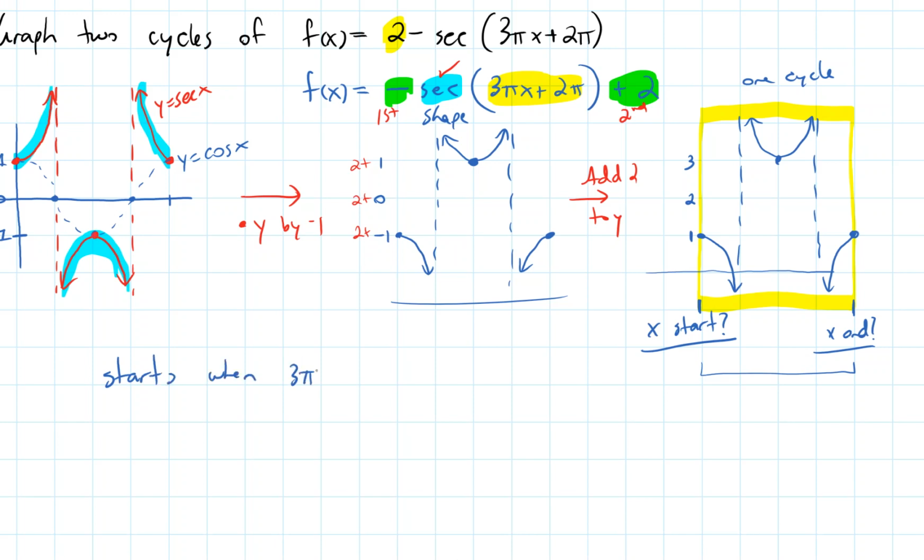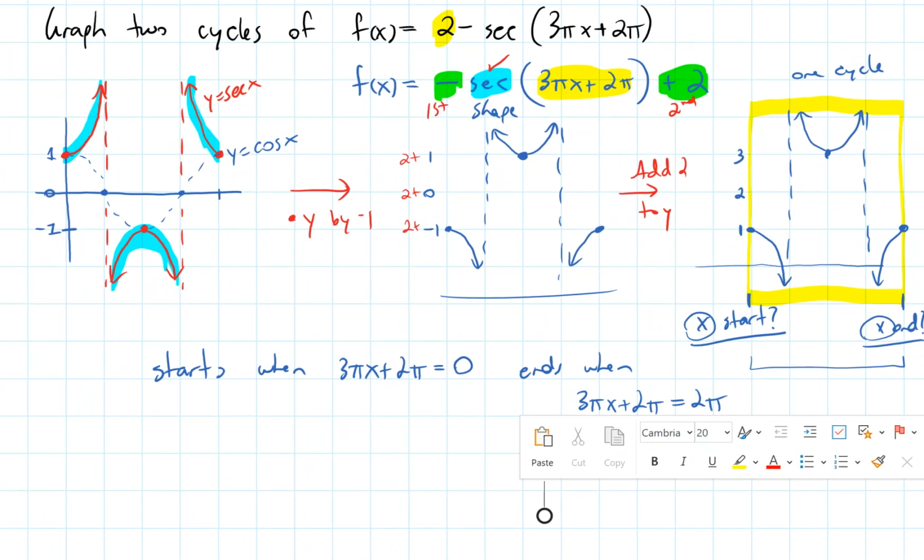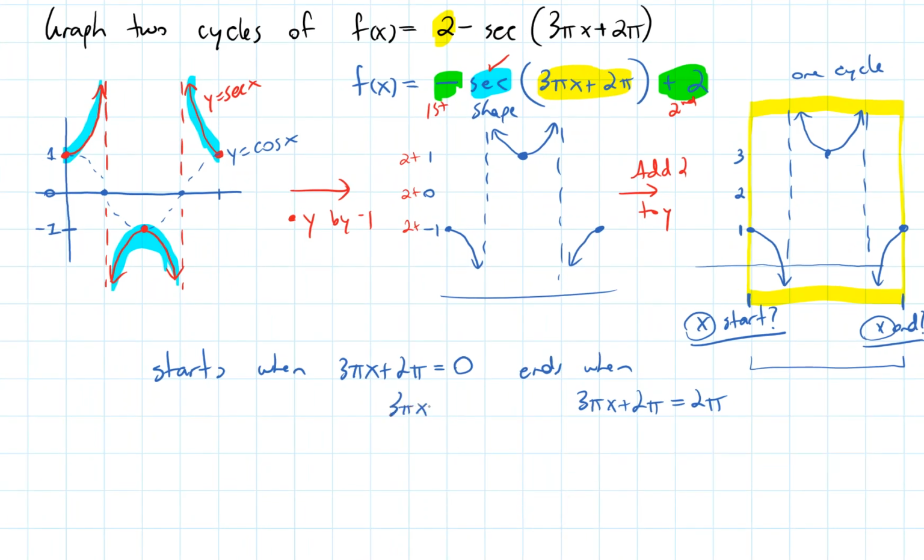whenever that 3 pi x plus 2 pi equals 0, and it will end when that equals 2 pi. And so now we can solve each of these for x to find out where x starts and ends, what x value is on the x-axis. So here we're going to subtract 2 pi, so we get 3 pi x equals negative 2 pi. Then we're going to divide both sides by 3 pi, and the pi's cancel, so that means the cycle starts whenever x is negative 2/3.